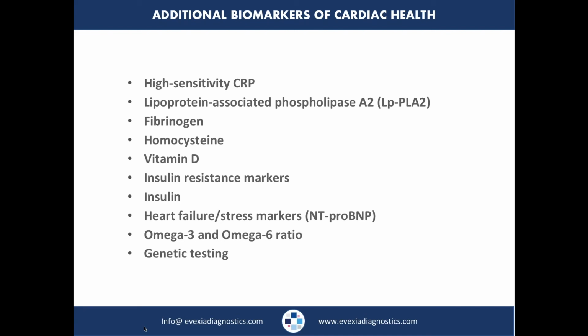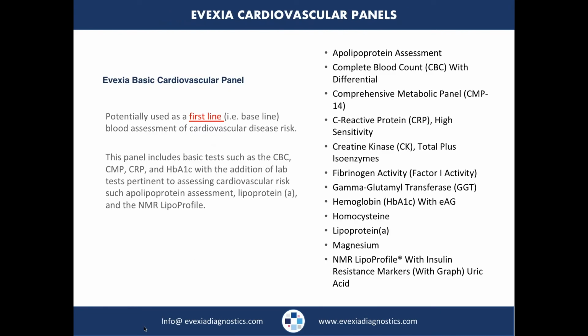Hopefully you're familiar with lipoprotein-associated phospholipase A2, fibrinogen, homocysteine, vitamin D, some of the insulin resistance markers, insulin, heart failure and heart stress monitors. One I'm going to be going over is NT-proBNP, and then omega-3 and omega-6, and there is also some genetic testing that's important as well. Now, in regard to the panels that are set up, the Evexia has some wonderful panels.